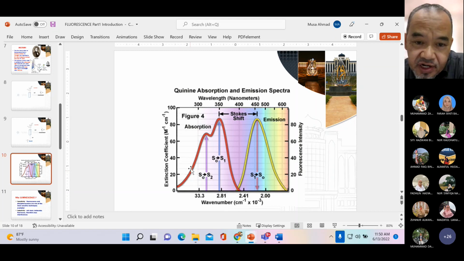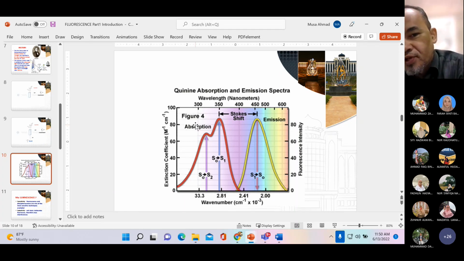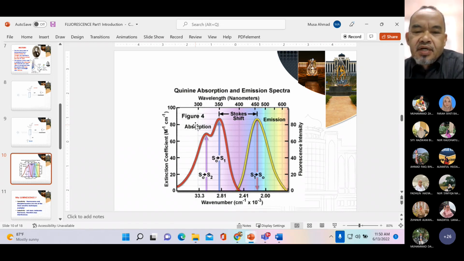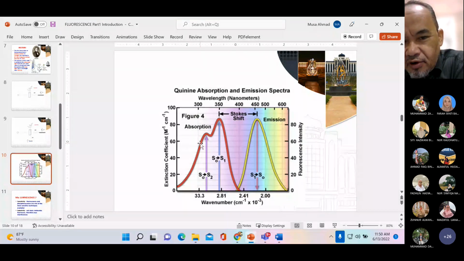The red one is the excitation spectrum, and the yellow one is the emission spectrum. The excitation spectrum is the absorption spectrum. In UV-visible spectroscopy the spectrum is called absorption, and in fluorescence we also call it absorption. So this is the absorption and this is the emission. The emission is sometimes also referred to as the fluorescence. So: absorption, emission, or excitation, emission, or absorption, fluorescence. These are different terminologies that we use.